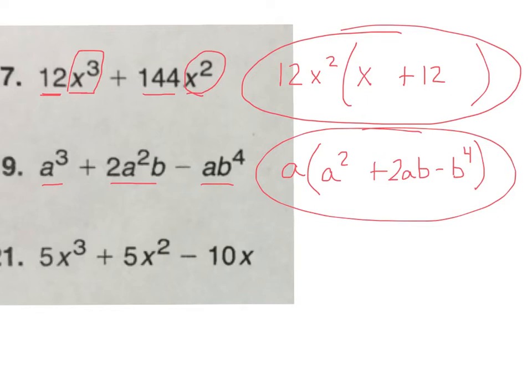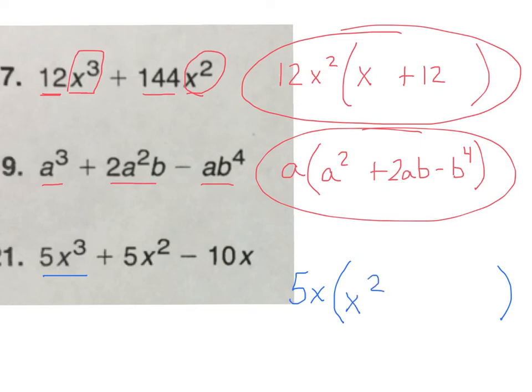Can you think of a number that goes into all three terms? 5 does. 5 goes into all three. It's the biggest number that goes into all three. And look, they all have at least an x. So what am I going to factor out, Hayden? 5x, good. And when I factor the 5x out, what does that leave me with in this first term?